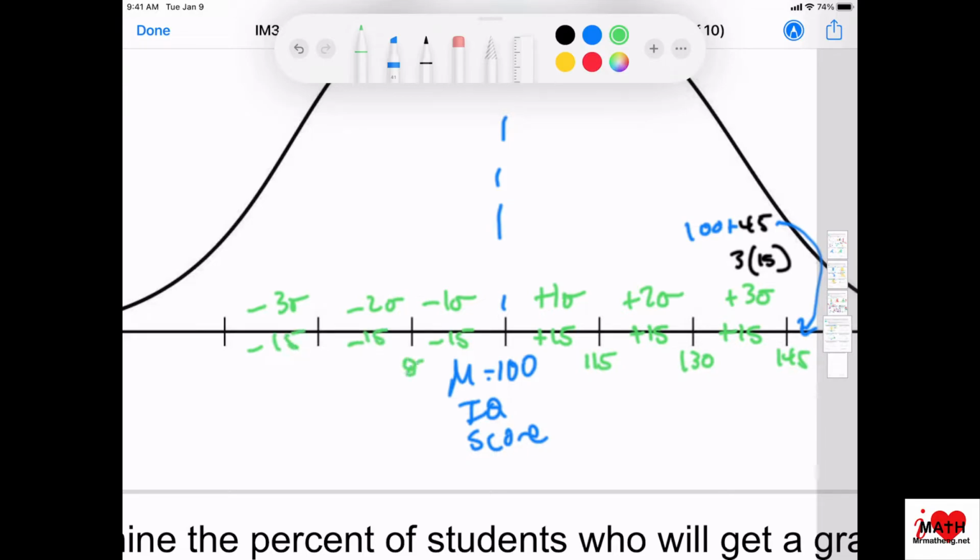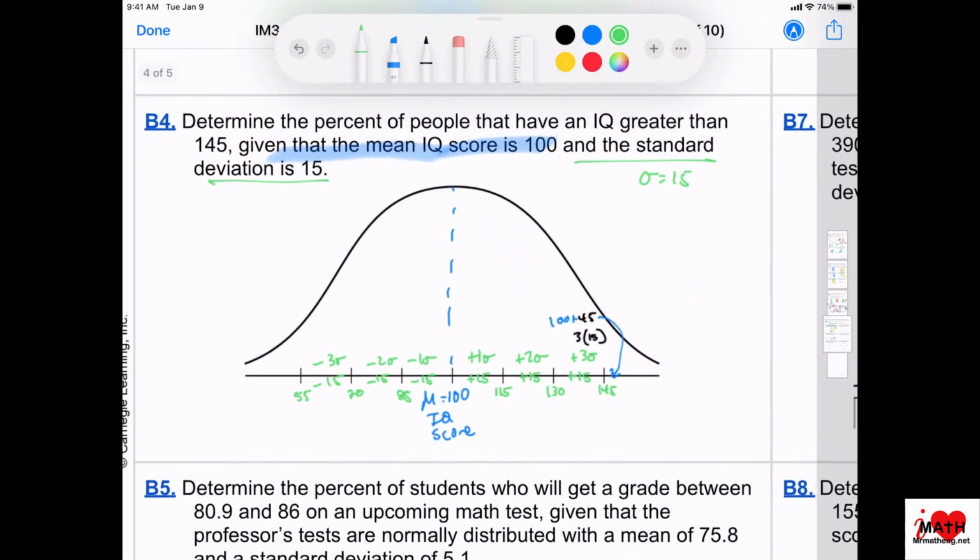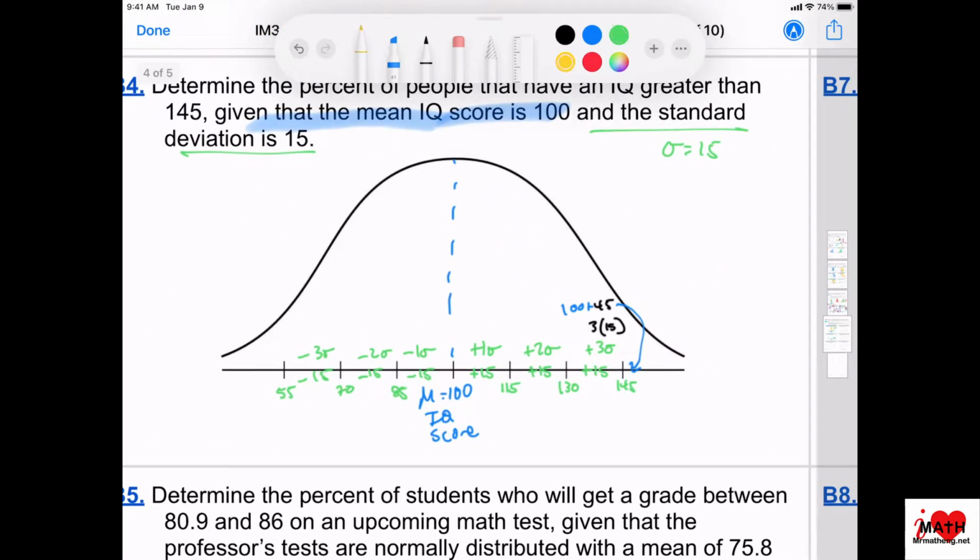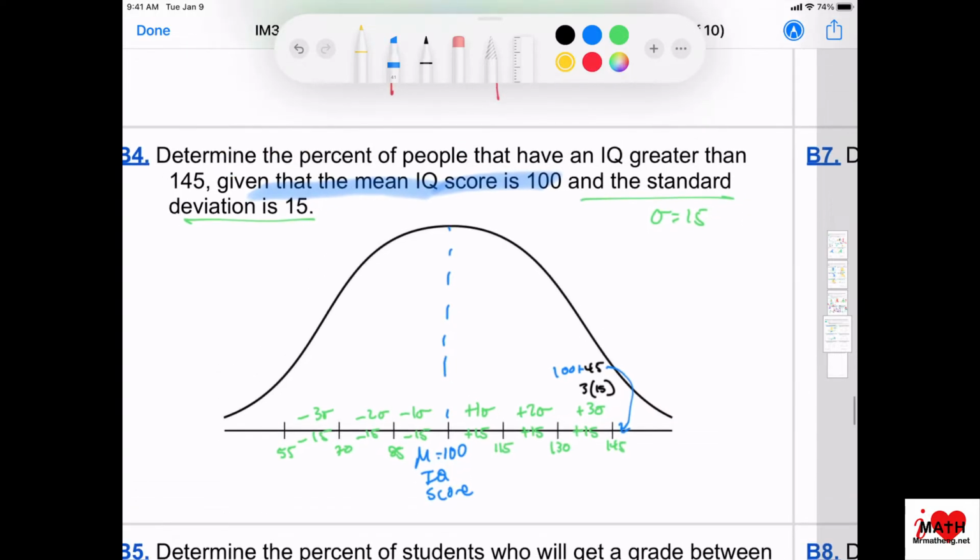This would be 85, 70, and 55. That way you realize on the horizontal you're just counting by 15s. Okay, let's go ahead and find 145, which is over here. And this one wants greater, which means we learned previously that means going towards the right. They want to know what this yellow shaded region is.